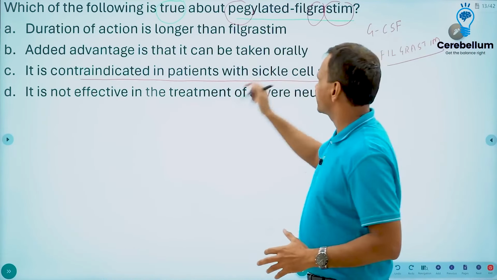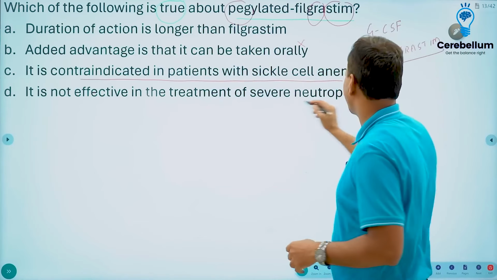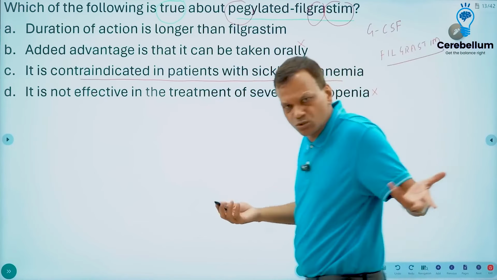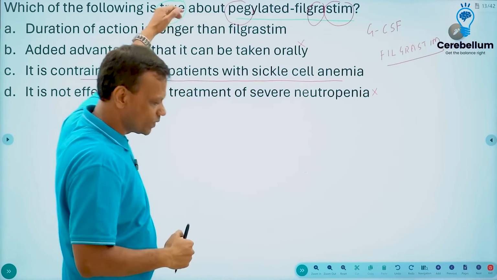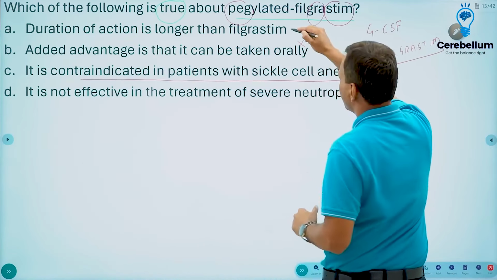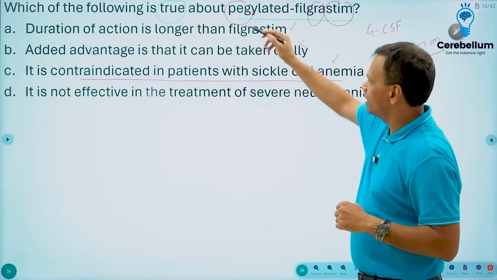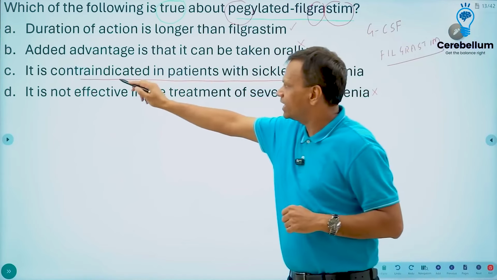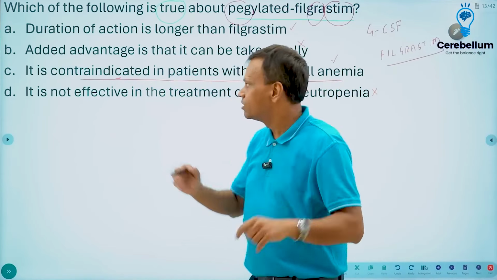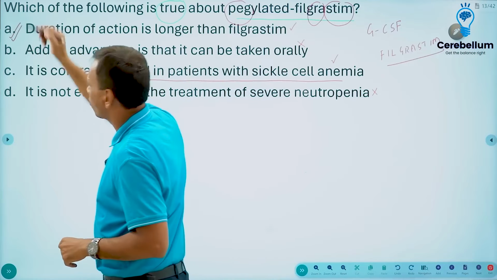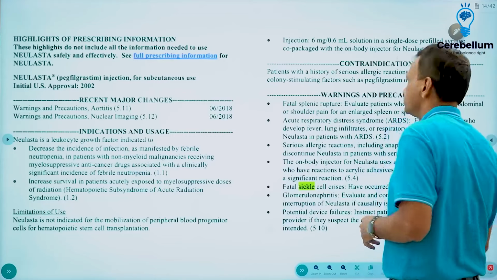The other options, it can be given orally, is wrong. Remember, both of them are injectable. Then not effective in severe neutropenia is again wrong. Yes, they are used for neutropenia. That is their main use. So two options seem to be correct in this. One, it is longer acting, and second, it is contraindicated in sickle cell anemia. Be very careful. If both are correct, contraindication is not an absolute. So the right answer will be longer acting. Okay, so according to me, the answer to this question will be longer acting, but you need to choose according to the options. Now I can show you the reference here.